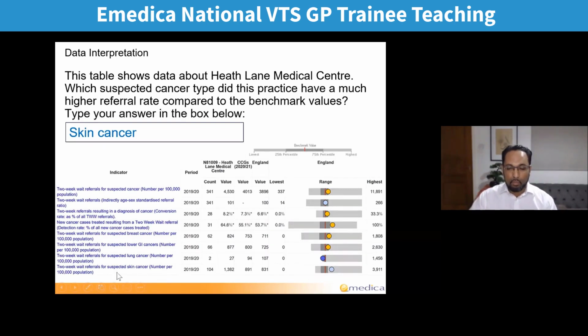Now, why might that be? Why might this practice be referring far more suspected skin cancers compared to other practices in England? Can anyone think of a reason for that? Type into the chat.